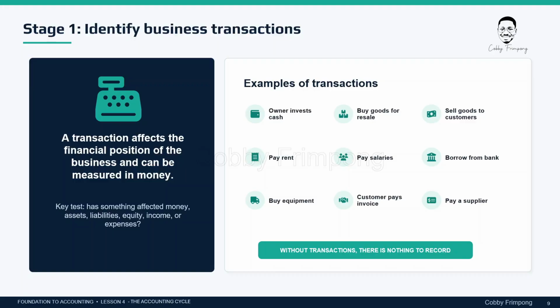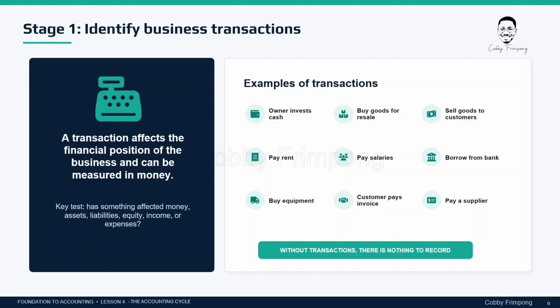Stage 1. Identify business transactions. The first stage of the accounting cycle is identifying transactions. A business transaction is any event that affects the financial position of the business and can be measured in money. Examples include owner investment, buying goods, selling goods, paying rent, paying salaries, borrowing money, buying equipment, receiving payments from a customer, and paying a supplier.